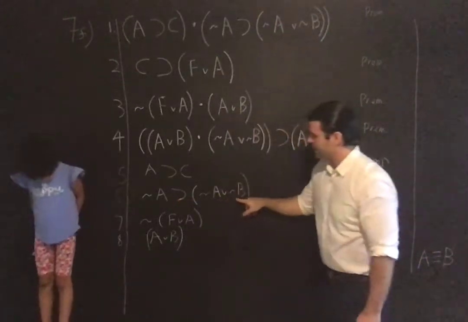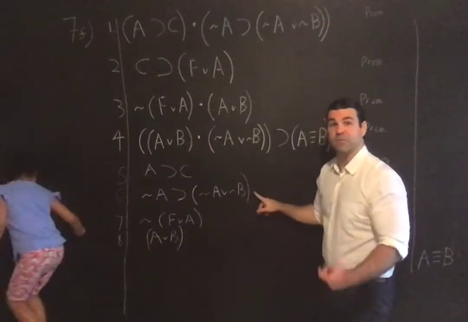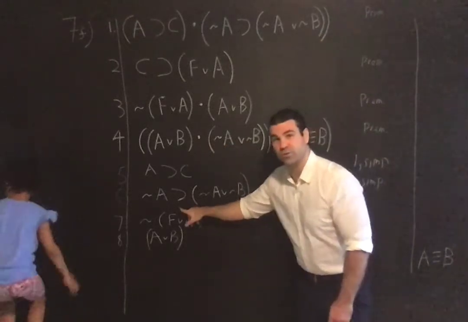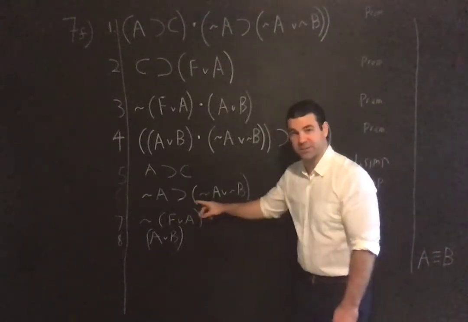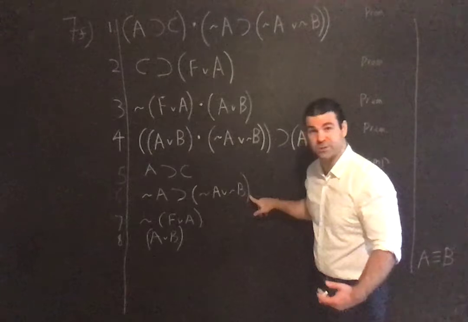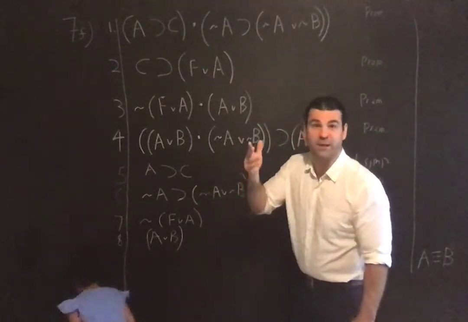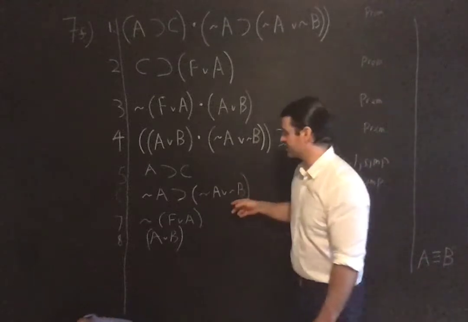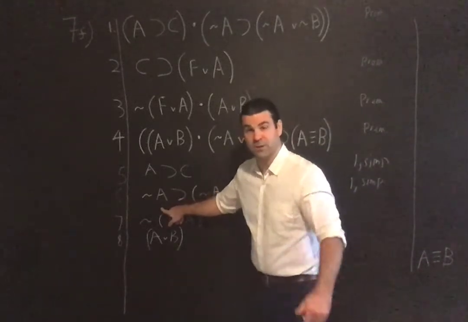And this, it appears here, the thing I need appears here as what? As the consequent of a conditional, right? It appears as the consequent of the conditional, which means I can get that by modus ponens if what? If I have the antecedent of the conditional. So if I can get not A, I am home, right?